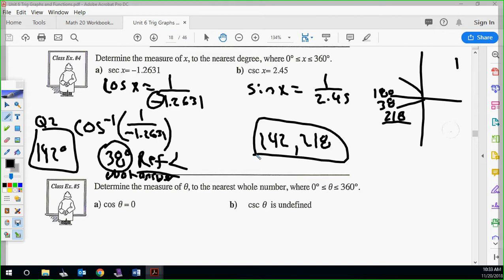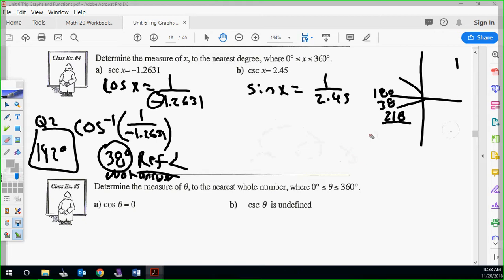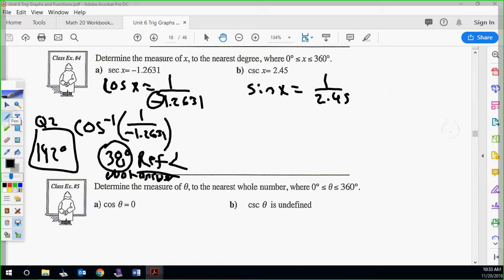All right, I'm going to erase this. I'll leave this stuff up here. Let's take this back a little bit. Okay, 142, 218. Let's try the next one here. So sine x, you should have put sine inverse of 1 over 2.45. What do we get there?